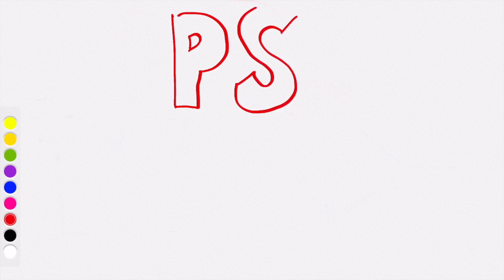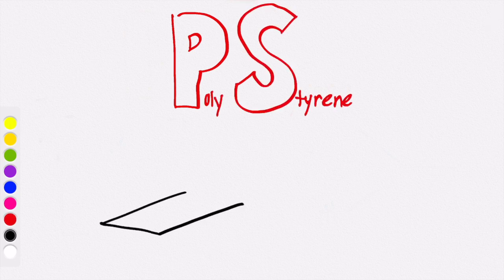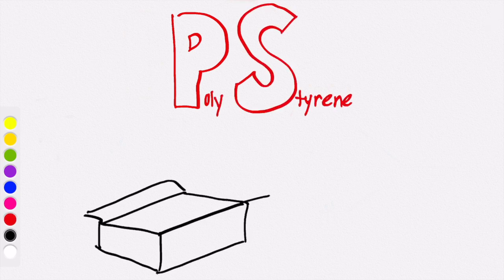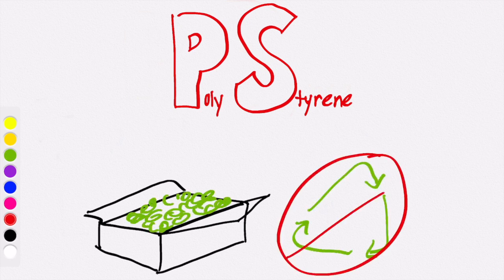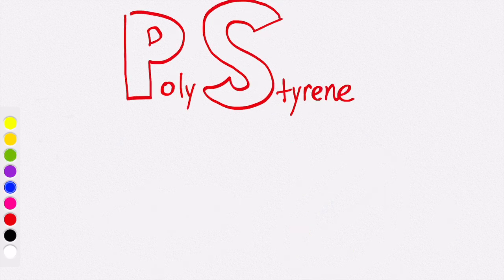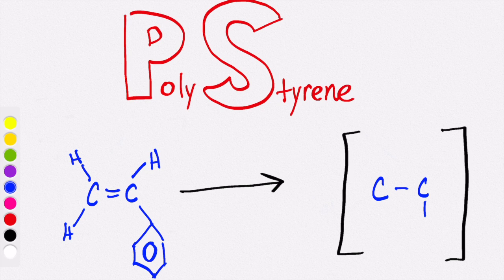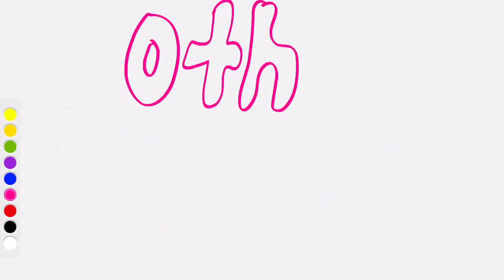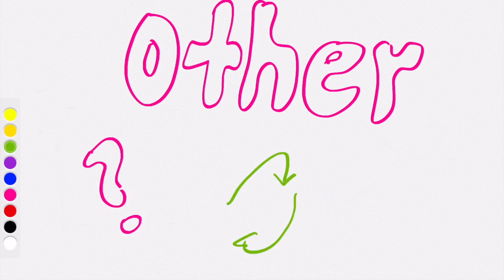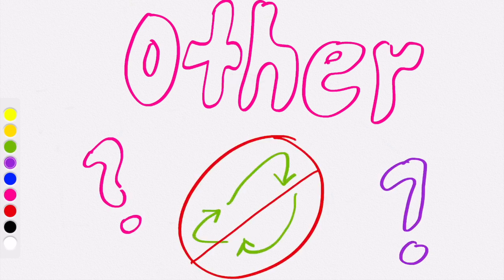PS is polystyrene and is frequently used in disposable plastic containers for food, insulated containers, and in packing materials. PS is abundant but rarely recycled because it is not cost-effective and is more commonly known as styrofoam. This is made up of smaller styrene units polymerized into a longer chain. The other category covers all other mixtures and types of plastic which are usually not recycled in general collections.